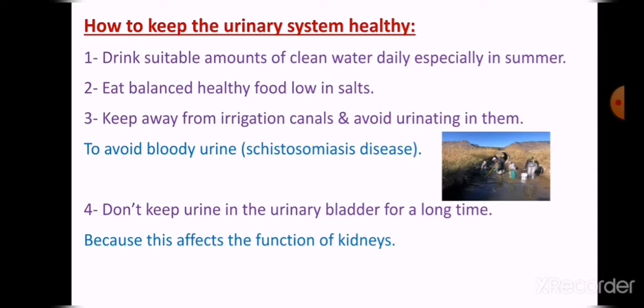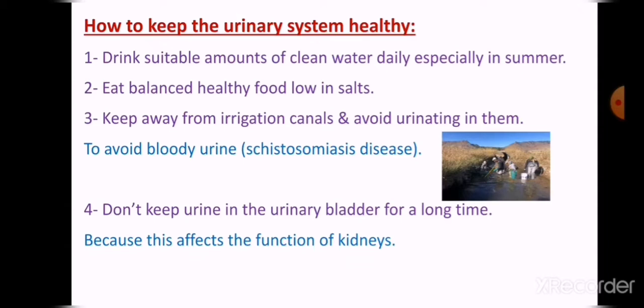The last part in this lesson: how to keep the urinary system healthy. Number 1, you must drink a suitable amount of clean water daily, especially in summer, because sweat secretion increases in summer. So you have to drink a suitable amount of water. Number 2, you have to eat balanced, healthy food, low in salts.